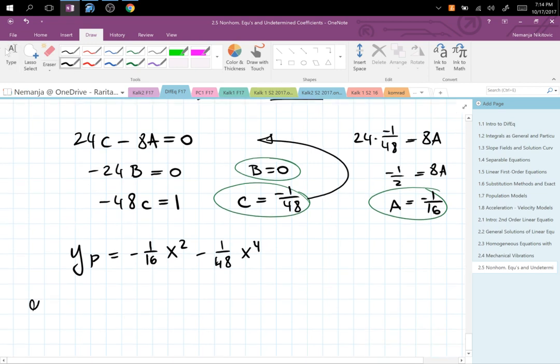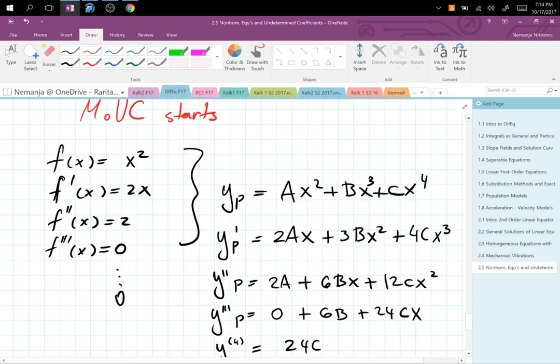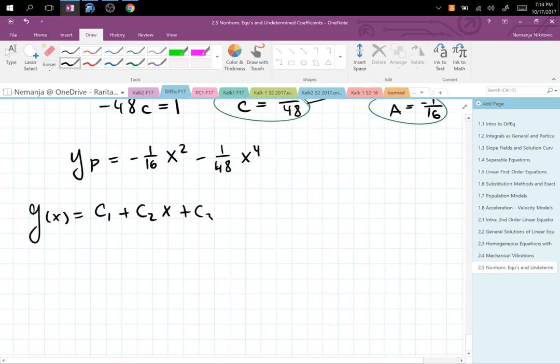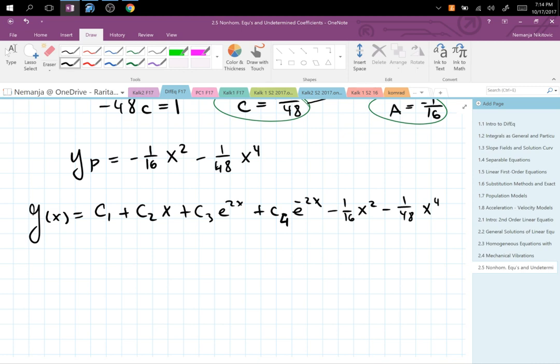There's the yp. So now finally the total solution is C1 plus C2x plus C3e^2x plus C4e^(negative 2x) minus 1 over 16 x squared minus 1 over 48 x to the 4th. Holy nightmare. Now, we have to solve the initial conditions.